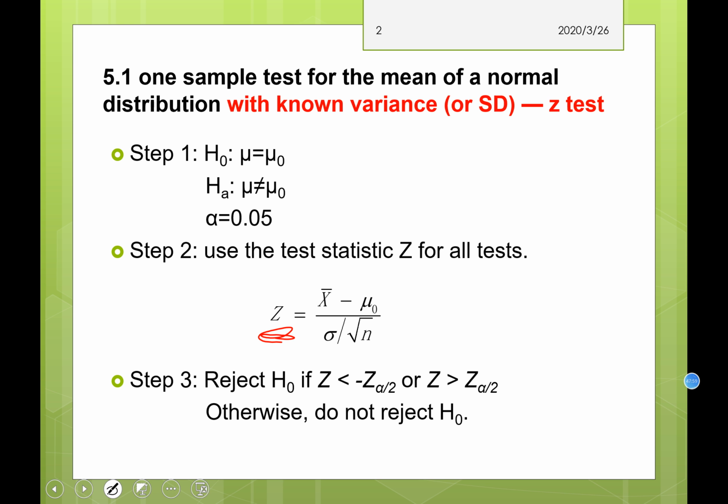So the rest of the things are the same. We need to compare P with the number of alpha. And then we can make the decision of rejection or not rejection. So that is what happened in one sample test. Actually, that is what happened in Z-test. And Z-test is used for one sample test with known variance or known standard deviation.